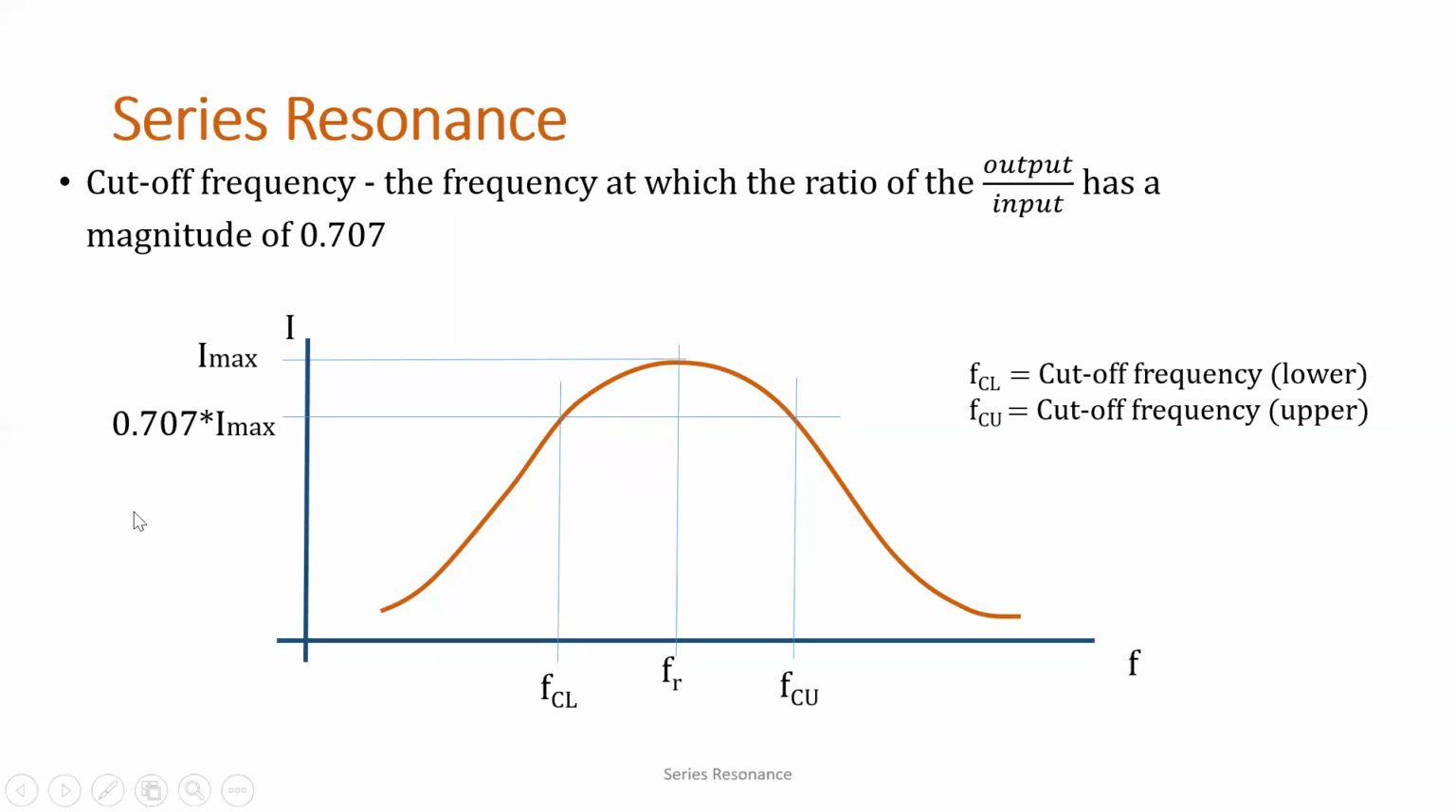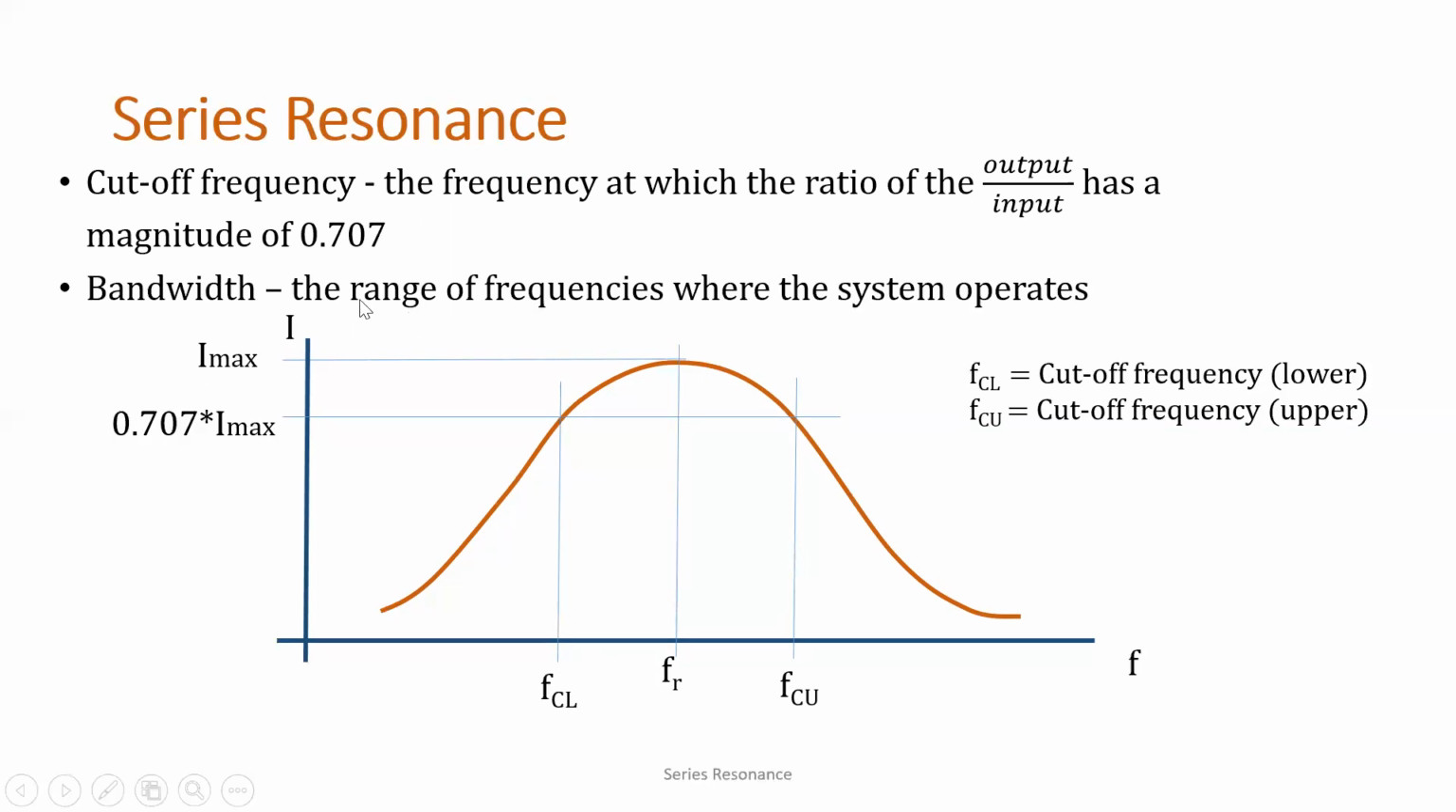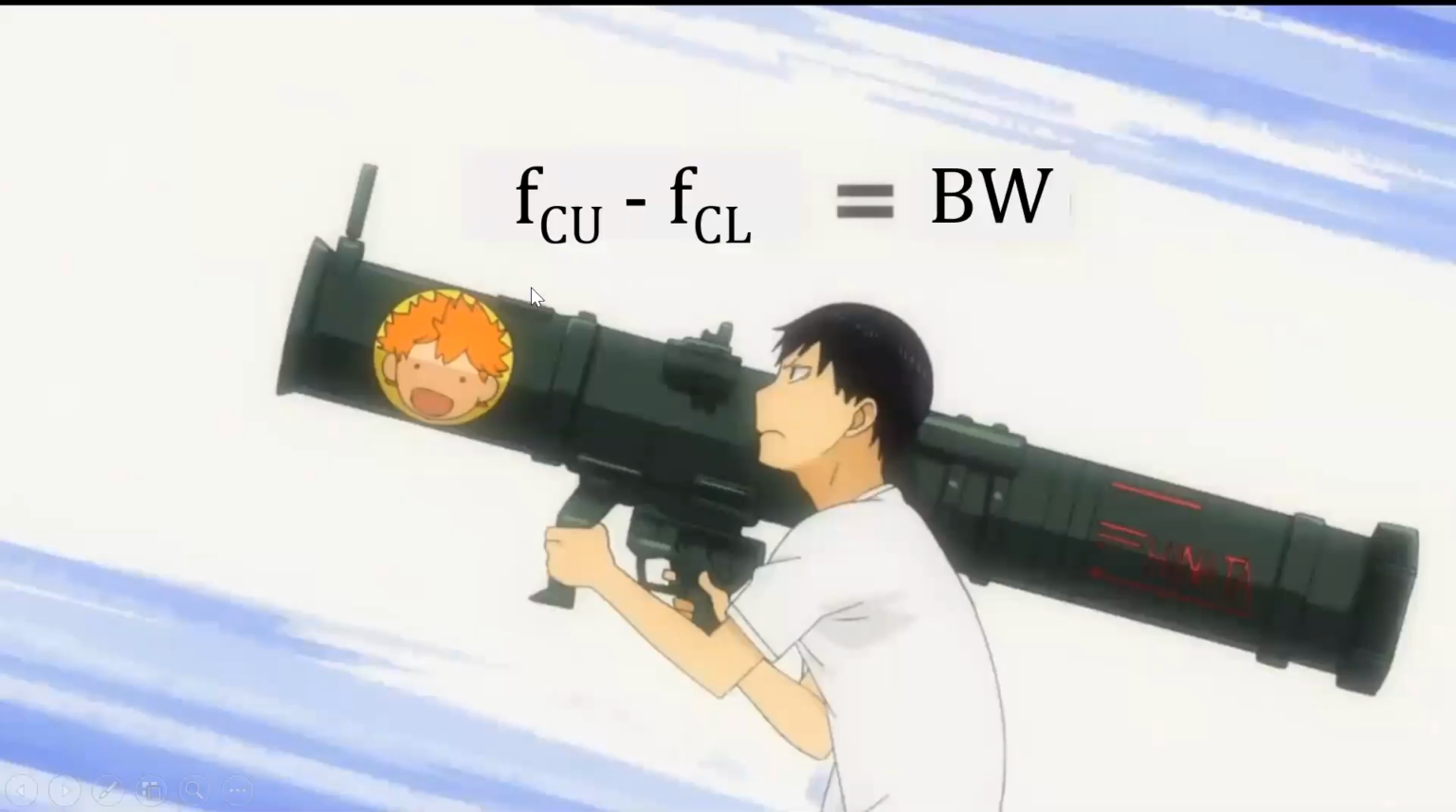What about the bandwidth? The bandwidth is the range of frequencies where your device operates. This is the range wherein your circuit will operate as expected. Mathematically, bandwidth is equal to the difference of the cutoff frequencies: the upper cutoff frequency minus the lower cutoff frequency is equal to the bandwidth.